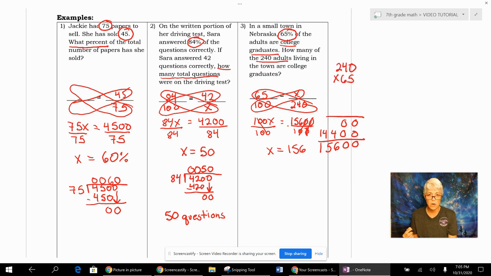65% of those adults are college graduates. So 156 adults are college graduates. I am so glad I double checked myself because it sure didn't look like it was going to turn out right in the end. Okay, your turn now.